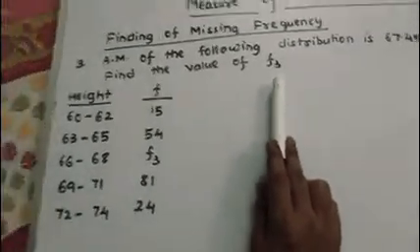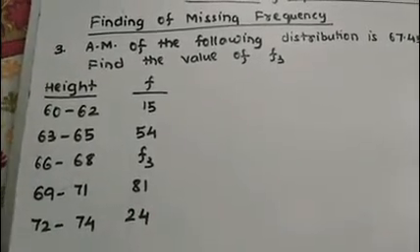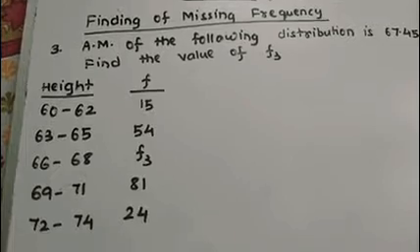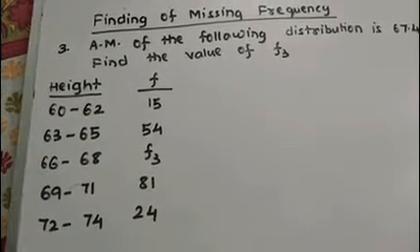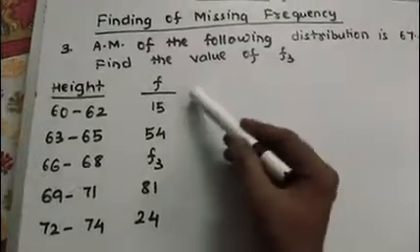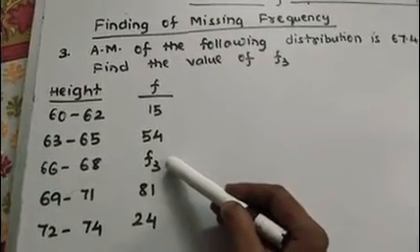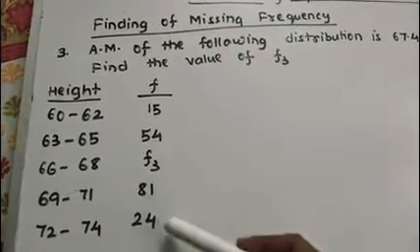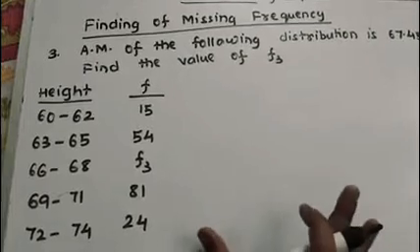Now see the table. Height is given in this way: 60 to 62, 63 to 65, 66 to 68, 69 to 71, 72 to 74. And in respect of that, frequency is given to you: 15, 54, F3, that is the missing one. We have to find this missing one. Then 81, 24. Now first of all, focus on the class interval format.